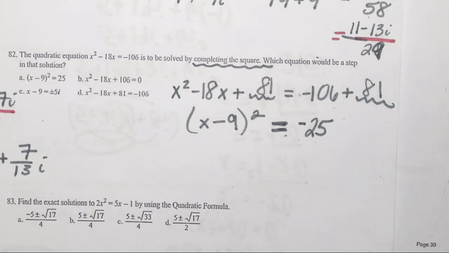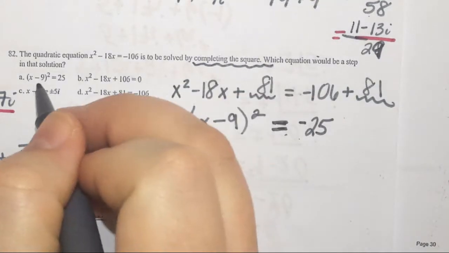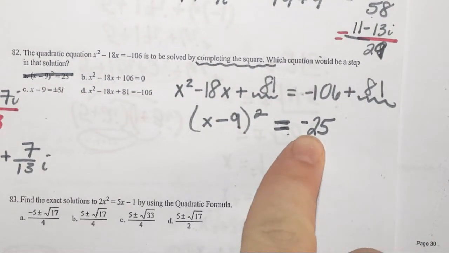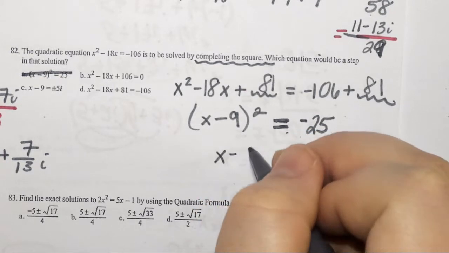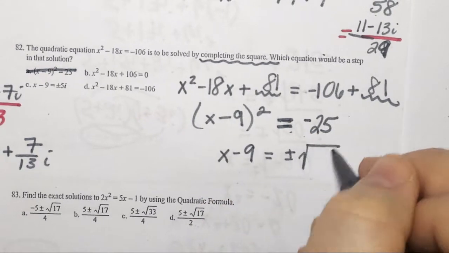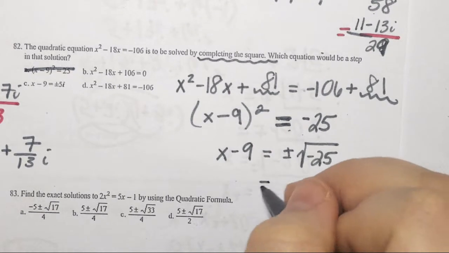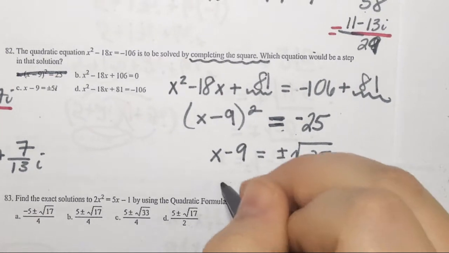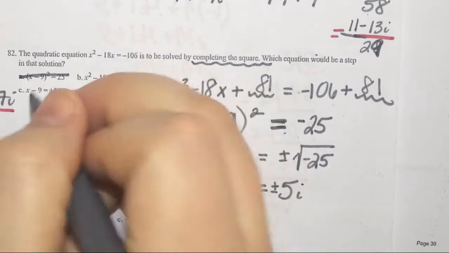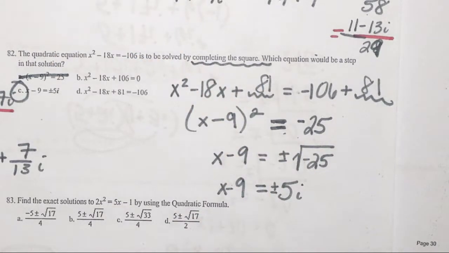From here, does anyone know the answer? Yes, you get a point. Why is it not A? It's not A because in A, the 25 is positive. We have a negative 25. If we take the square root of both sides, we'll have x minus 9 equals plus or minus the square root of negative 25. Don't we know that's really 5i? So x minus 9 equals plus or minus 5i, hence why Jack said C. If you got tricked into A, then that's funny.